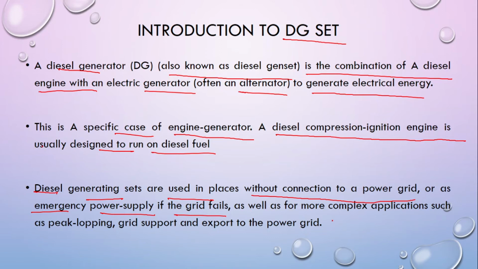In more complex applications such as peak lopping, it means that if we want to reduce the electricity bill in the industry, whenever the peak demand is occurring, at that time we can supply the power through the diesel generator. Also grid support and export to the power grid: in some cases we can export this power to the electricity grid, and we can sell this power to the grid. But in most cases we use the diesel generator as an emergency backup supply, or in remote situations where power is not available.